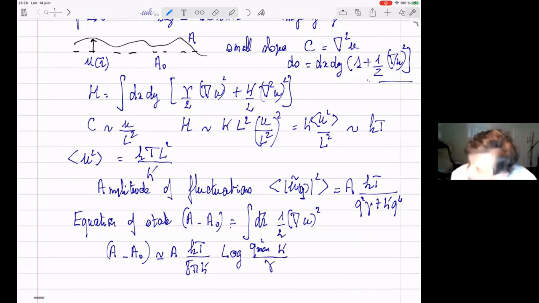Now, Q max is the shortest distance cutoff. In practice, it's 1 over the thickness of the membrane. If I increase gamma, A minus A naught decreases and A naught increases. So if gamma increases, A naught increases. And if I decrease gamma, A naught decreases. So I can stretch the membrane by increasing the tension.